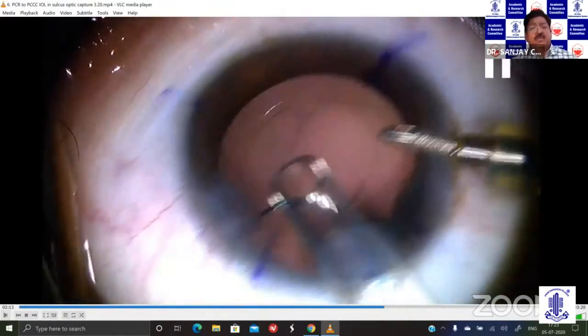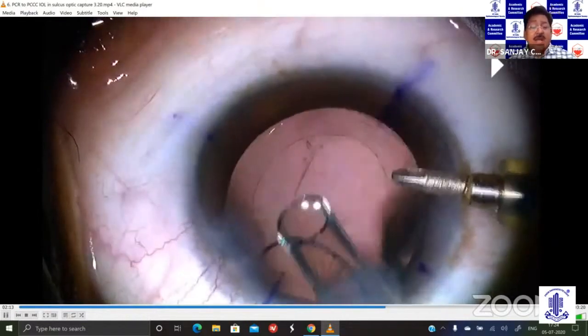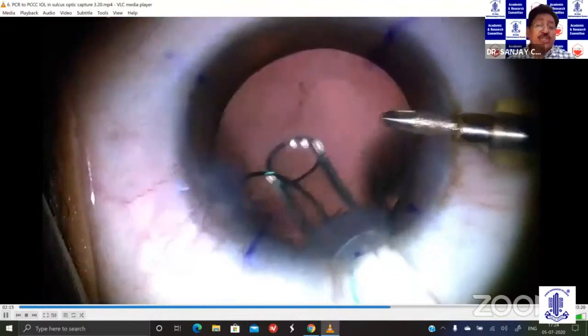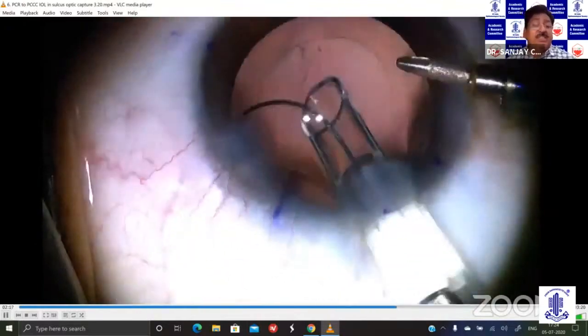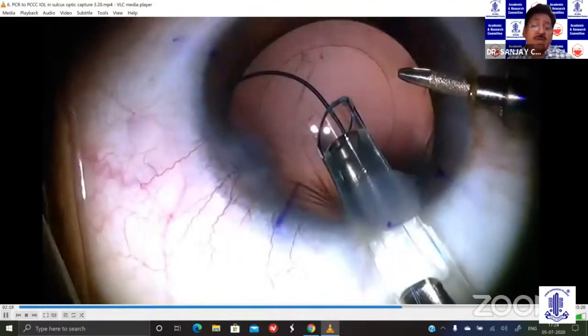Now the next question is, what implant? Do I put an implant in the bag or do I put an implant in the sulcus? In this situation, I could have done both because I had controlled the posterior capsular rent, but I decided in favor of a 3-piece IOL in the sulcus. And notice this 3-piece IOL is also being injected under cover of the anterior chamber maintainer.